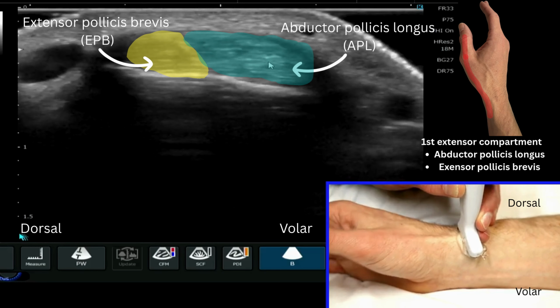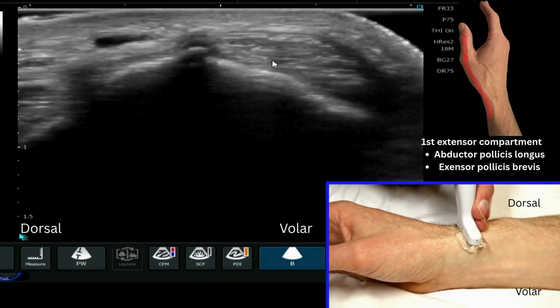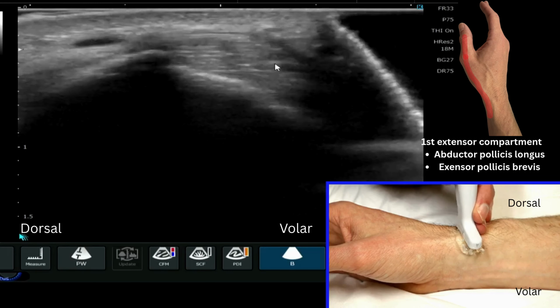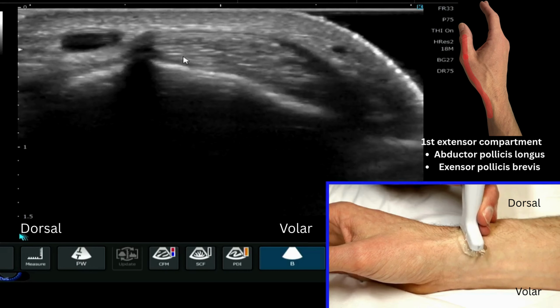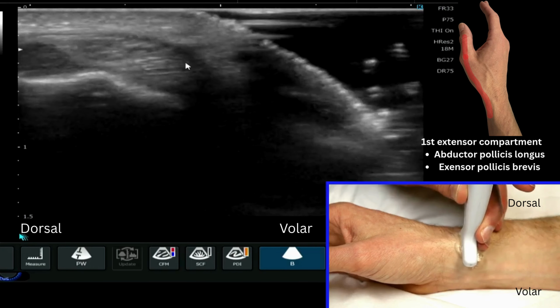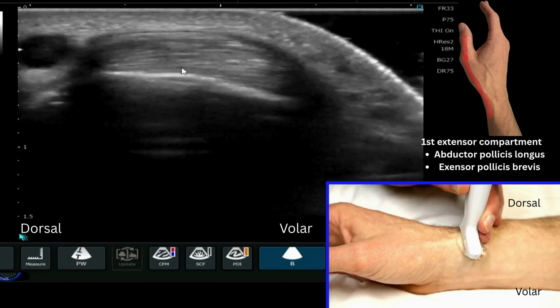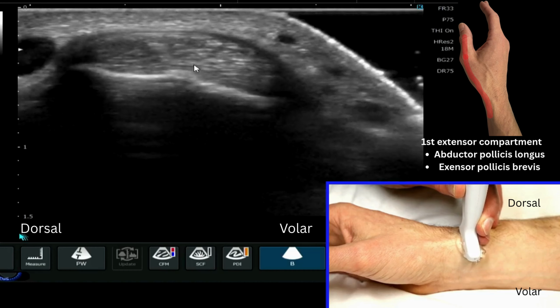Now, moving to the left hand side, I'm moving dorsal, so I'm now moving towards the second compartment. The extensor pollicis brevis is close to the second compartment, and the abductor pollicis longus is much more going to the volar aspect. So that's how you identify the different tendons within that compartment.